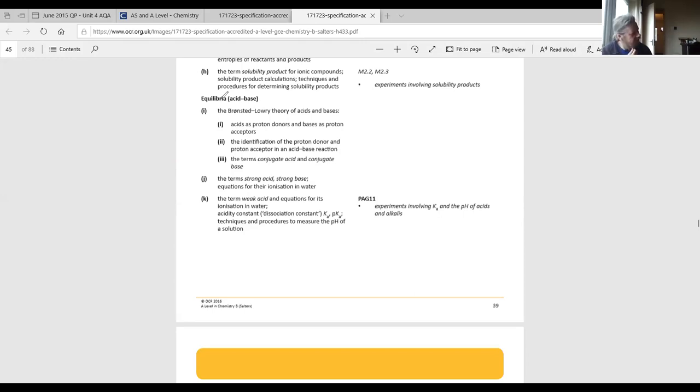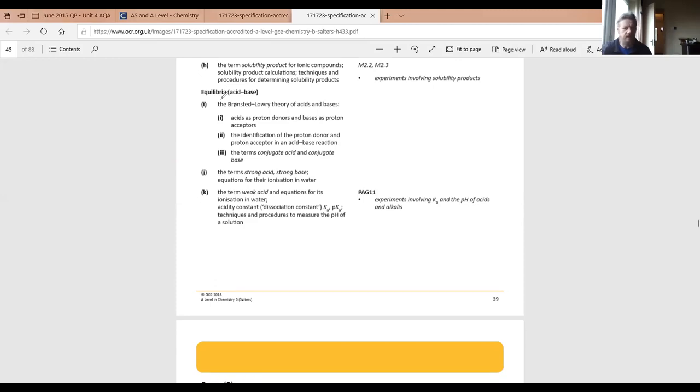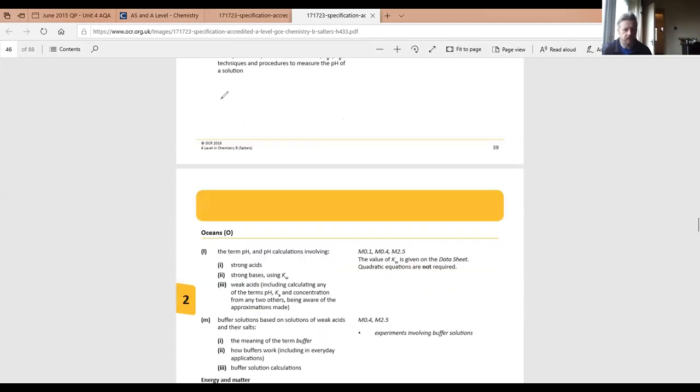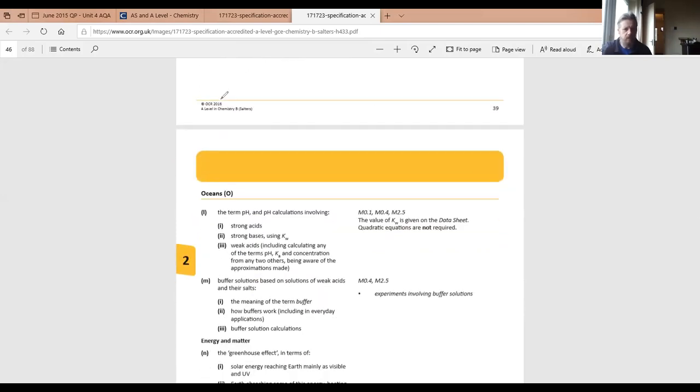No, I don't know. Well, you could use a pH meter. Or maybe universal indicator, but that's not very accurate. So we've done strong acids. Now, strong bases are a bit more difficult.